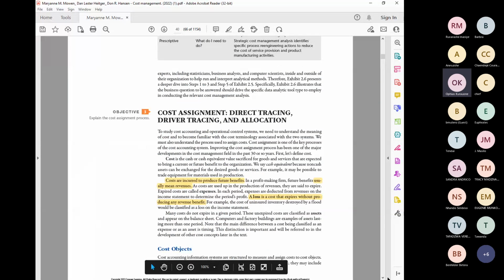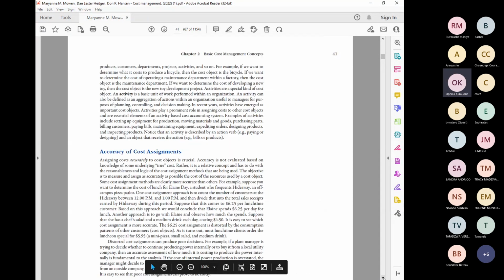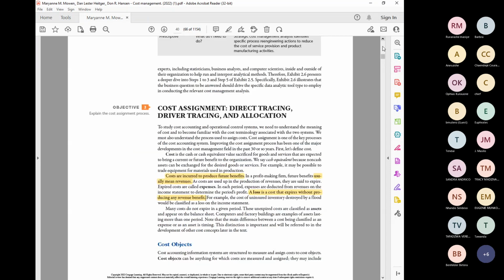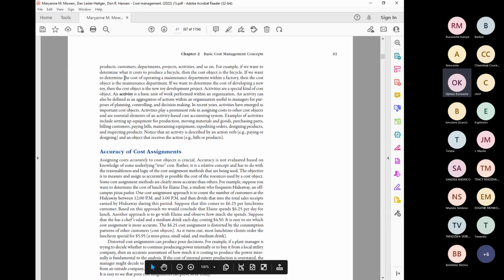Then let's look at costing, the cost objects. Cost accounting information, cost objects can be anything for which costs are measured and assigned. That's very critical. Anything for which costs are measured and assigned. They may include products, customers, departments, projects, activities, and so on. It is very critical to understand that these are some of the critical objects. A product can be assigned a cost. A cost becomes a cost object.